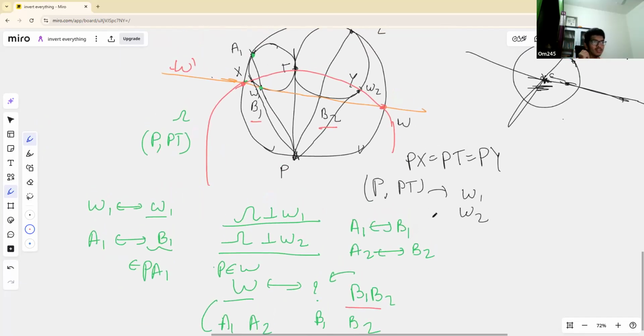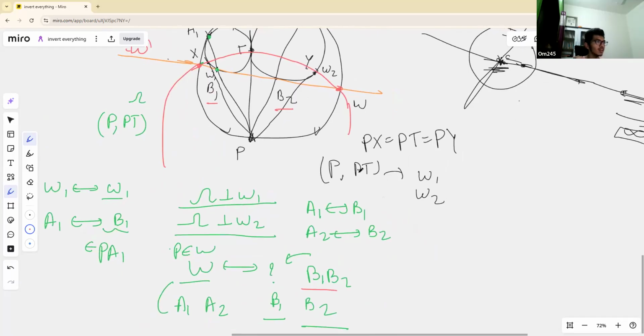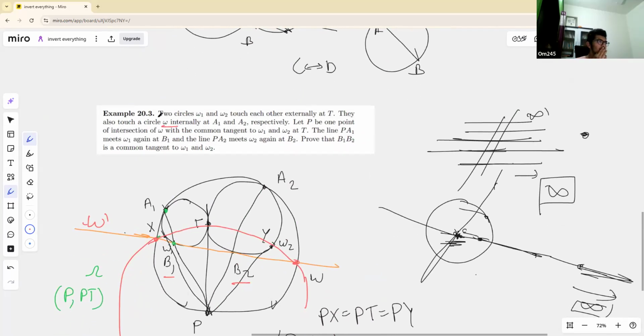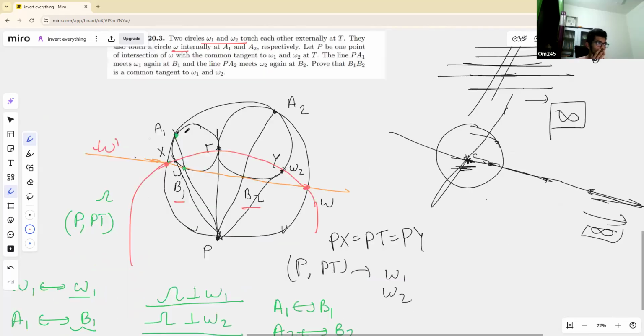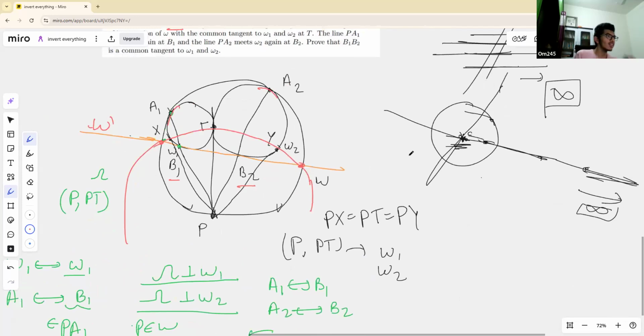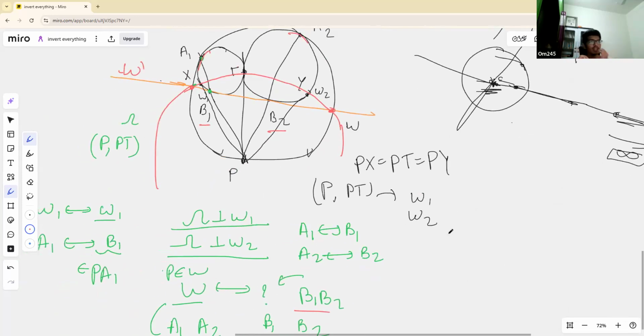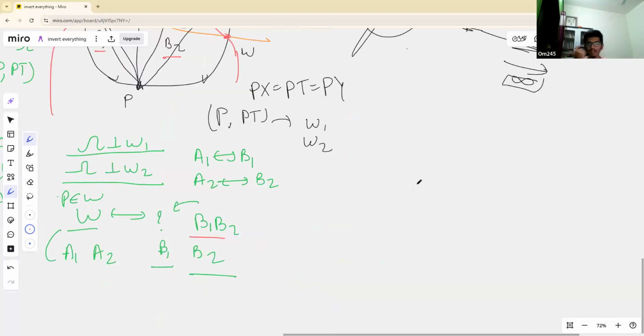And now we use the condition that omega is internally tangent to omega 1 and omega 2. I should mention that inversion preserves tangency. Can you see why? Lines and circles are interchangeable in inversion. So if you have two lines or circles and they intersect at two points, then the image should also contain only two intersection points.